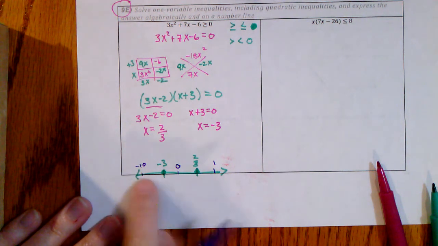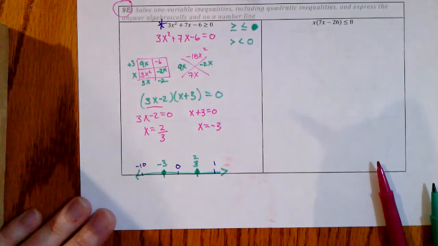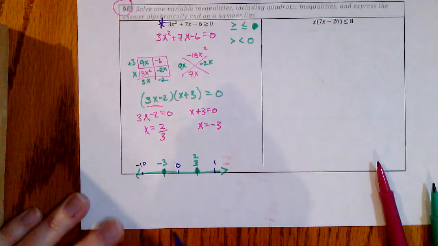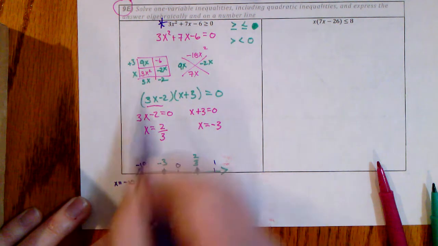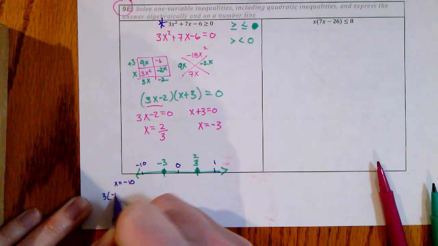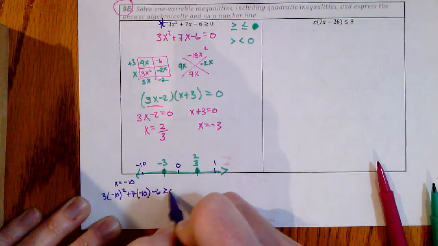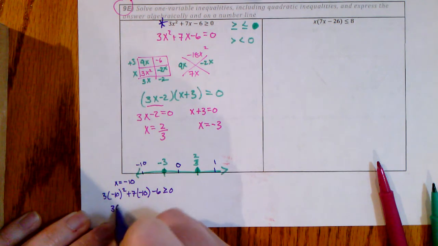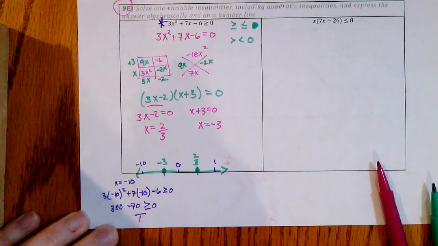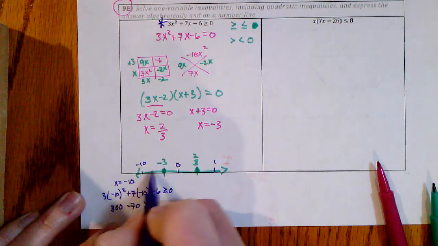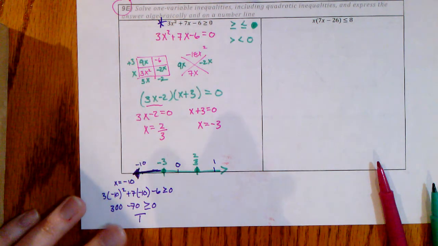Okay. When I say test, I've already picked the values I want to test. What am I going to plug those into? I'm going to plug them into this original inequality up here at the top. So let's test if x is equal to negative 10. So if I plug in negative 10, I'm going to have 3 times negative 10 squared plus 7 times negative 10 minus 6. Is that greater than or equal to 0? So doing some math here, 300 minus 70, greater than or equal to, yeah, I can tell already that's going to be true. Right? So that means I'm going to shade in any part that makes it true. So anything over in this region is going to make it true.